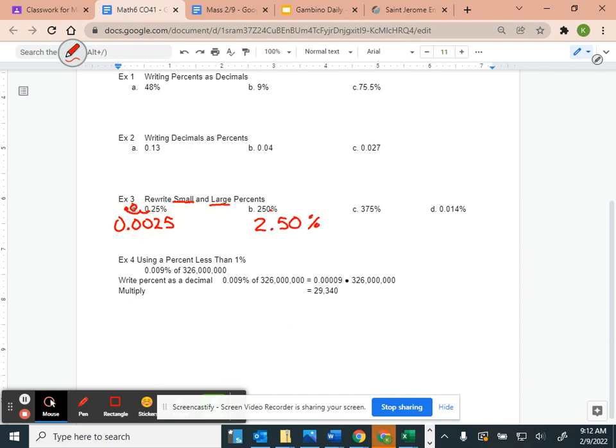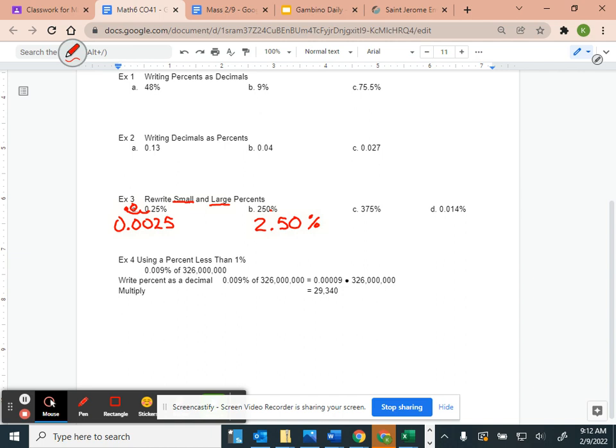So instead of having a 0 in the ones place, we have a 2. 250% is way over 100%. 100% is 1. So if it's 250%, our answer is going to be bigger than 1. So we have 2.50.